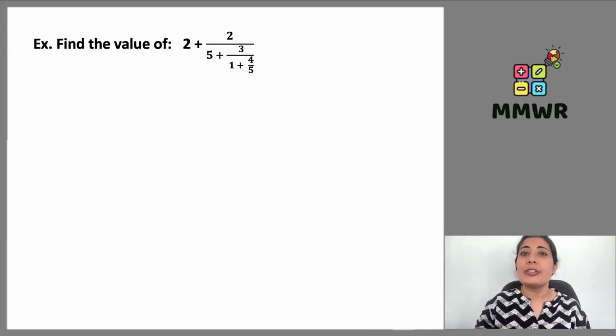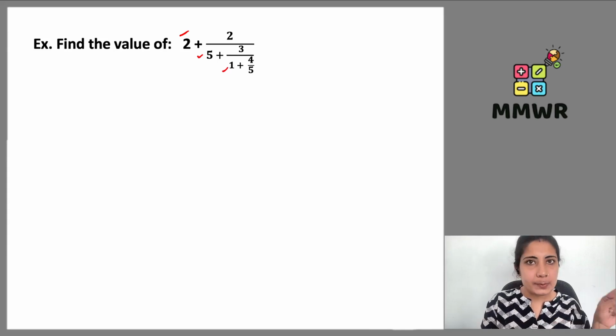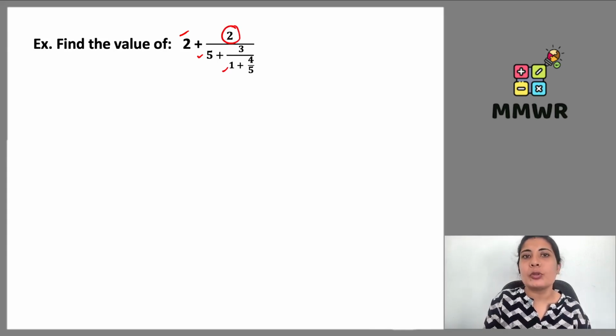So let's look at the first example. Find the value of 2 plus 2 upon 5 plus 3 upon 1 plus 4 upon 5. So you can see here, we had checked this earlier. In cases like this, what do we do? Only this we have to learn in today's session: what we'll be doing when a number other than 1 comes at such places.